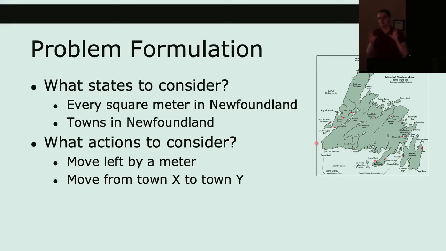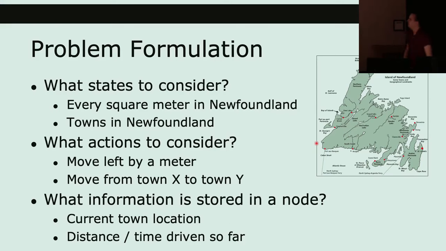So the choice of states and the choice of actions, in this case, might be obvious, but in other cases it may not be so obvious. And also, what sort of information is stored in a node? We'll talk about what nodes are later, but essentially you're going to formulate this as a graph problem. Each node in the graph is going to store some information, like where am I currently? Am I at this town? Am I at this particular XY location? How long have I driven so far? How much money have I used so far? All of these things are considerations in the problem.